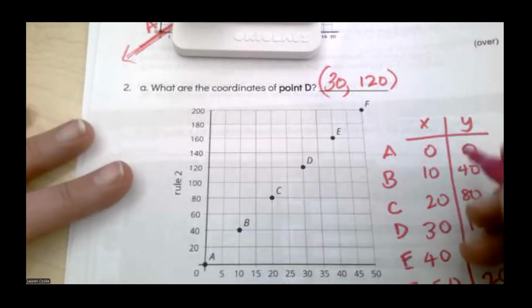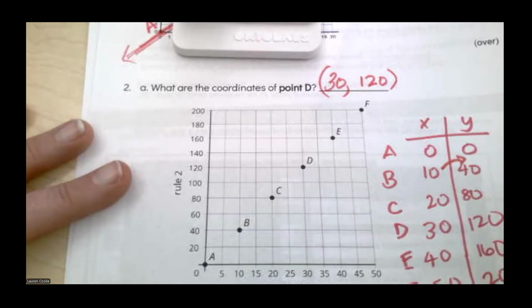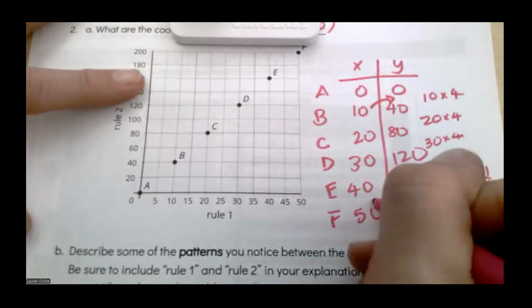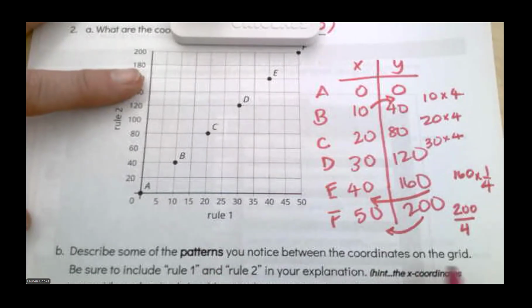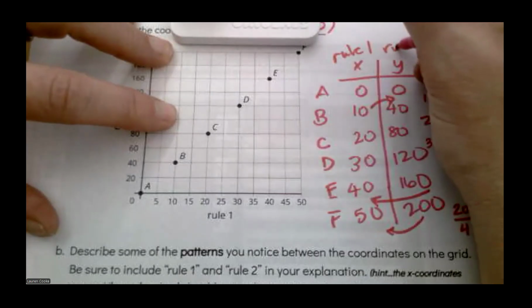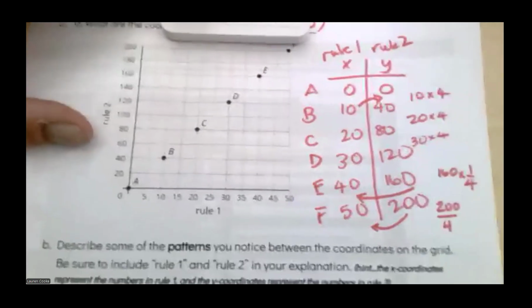Okay, so it looks like from X to Y, I'm multiplying by 4, right? X to Y, 30 times 4. And then from Y to X, it looks like I am dividing by 4 or multiplying by 1/4. All right. So that's what I was doing here. So some patterns I noticed. So X, this is rule 1, rule 2.